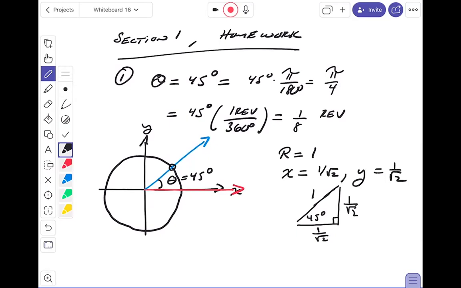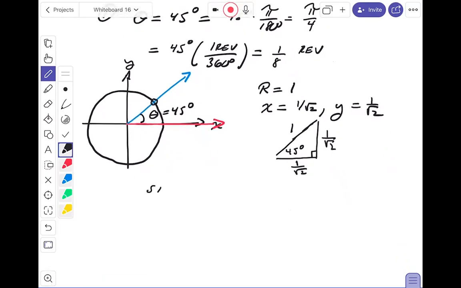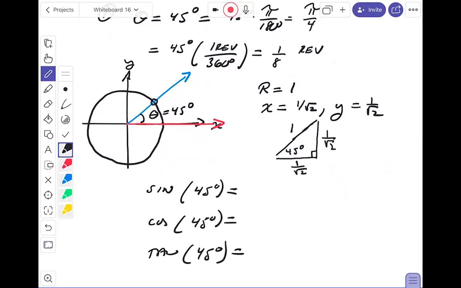Okay? All right, I'm going to keep reading. So I think I've answered r, I've answered x, and I've answered y. It says use it to evaluate sine theta, cosine theta, and tangent theta. I'm going to put sine of theta. Well, theta is 45 degrees, right? The cosine of theta, 45 degrees, and the tangent of theta, which is 45 degrees. Well, you would need to know their definitions. And the sine is going to be the ordinate, which is y, over r. So it's going to be 1 over root 2 divided by 1, which is 1 over root 2.